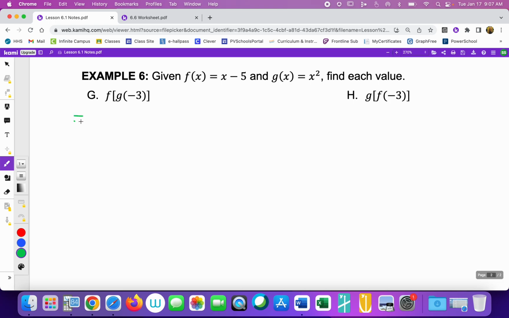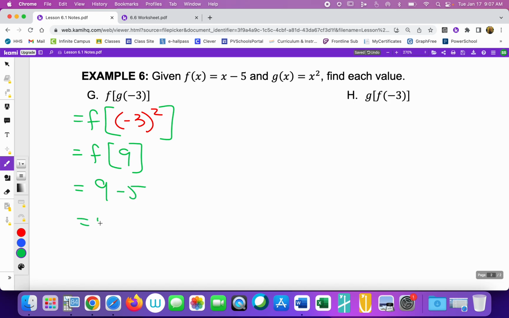Plugging -3 into the x function. Okay. So that would be -3 in parentheses squared, because it's the whole value squared. So what's -3 times -3? Positive 9. Okay. Make sure to square the whole thing. And then I'm putting 9 into the f function, which is x minus 5. 9 minus 5. 4. So f of g of -3 is 4. Okay.